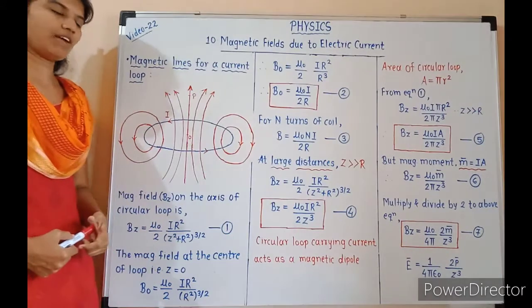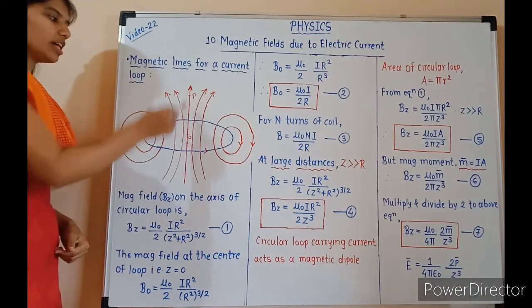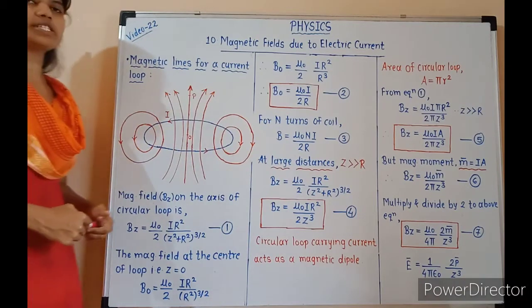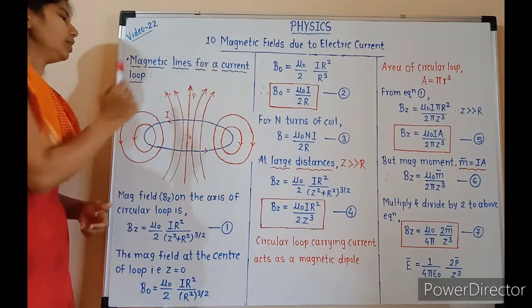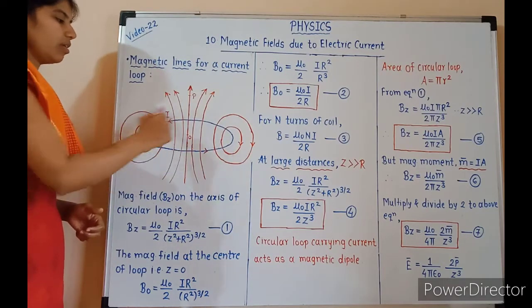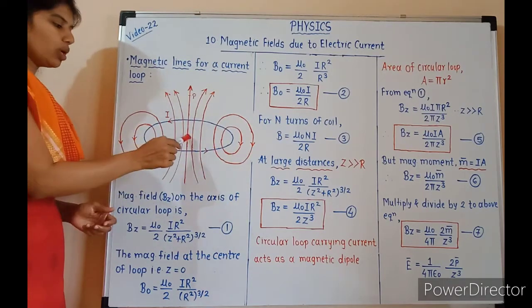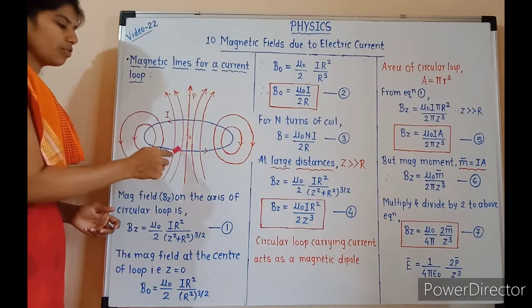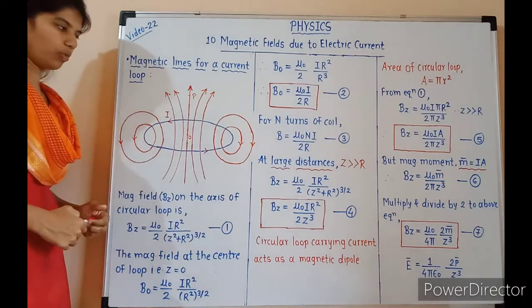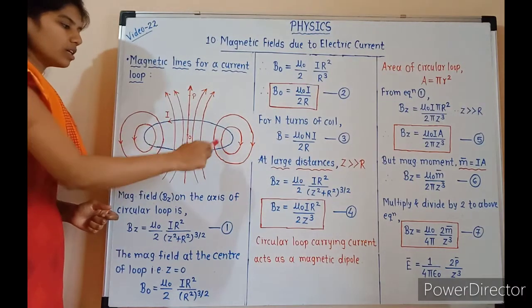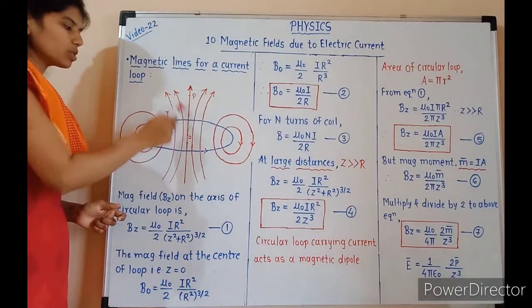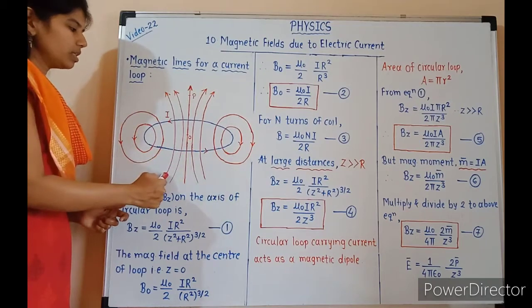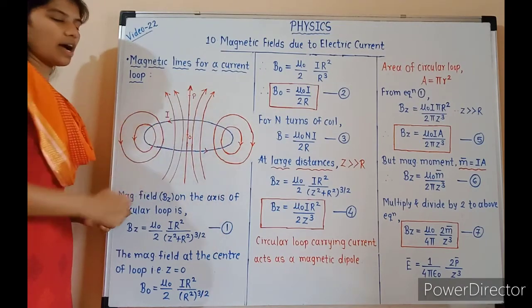In the last session, we calculated the magnetic field on the axis of this current carrying circular loop. Now in this session, we will study magnetic lines for a current loop. So consider this is a current carrying circular loop. O is the center of this circular loop and point P is on the Z axis of this current carrying circular loop. Because of this current carrying circular loop, these magnetic lines of force are produced.